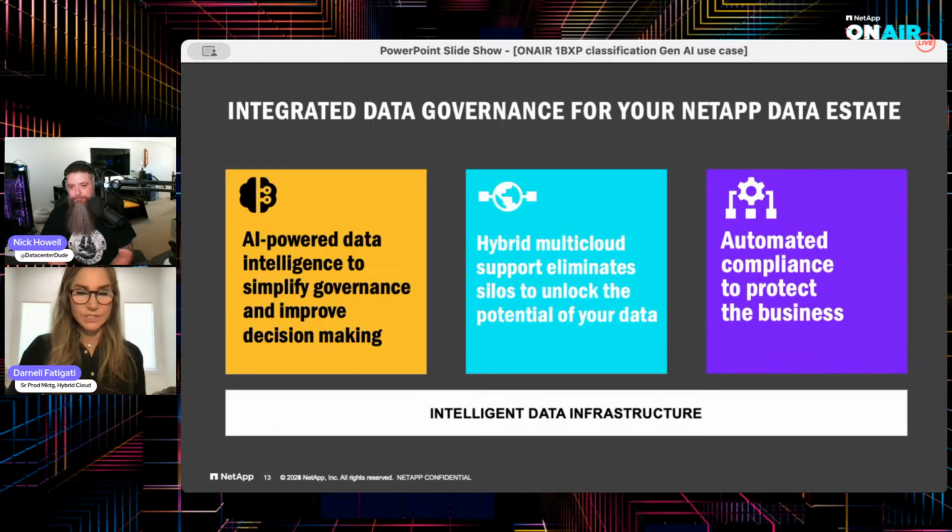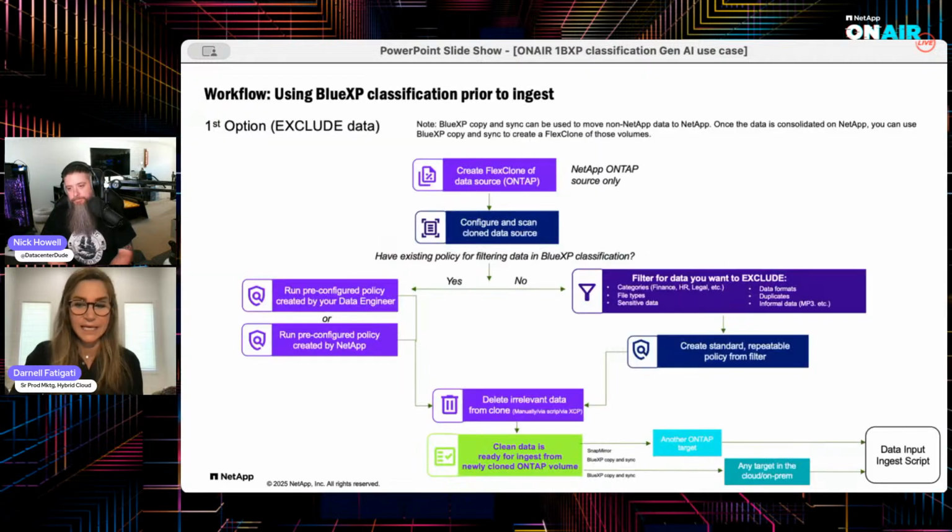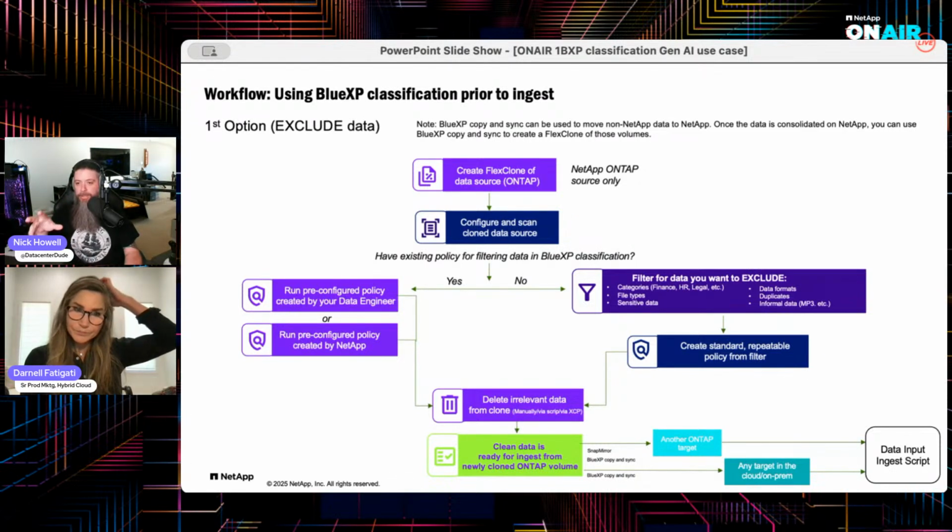And then this is just a recap of everything that we're talking about. The idea behind this is we're all about intelligent data infrastructure. And you could really see how valuable this is in providing intelligence and insight to make smart decisions about your data.